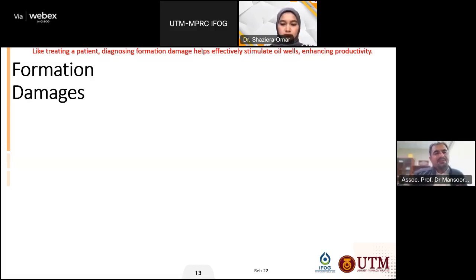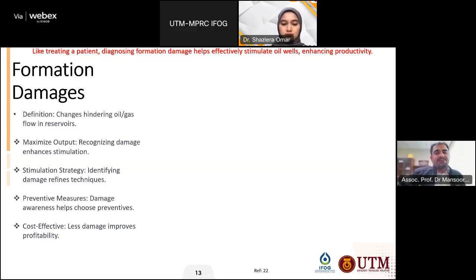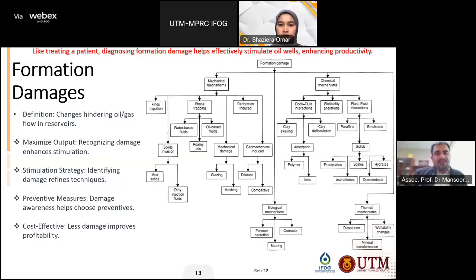Okay, formation damage. Formation damage refers to the change in the area of the formation near the wellbore, the wellbore region. This is the definition of formation damage. Of course, understanding and addressing formation damage is important in well stimulation for several reasons. Maximizing production: well stimulation techniques like hydraulic fracturing and acidizing aim to increase the permeability of the reservoir. Also, optimize stimulation strategies and minimize future damage, and predictive analysis.